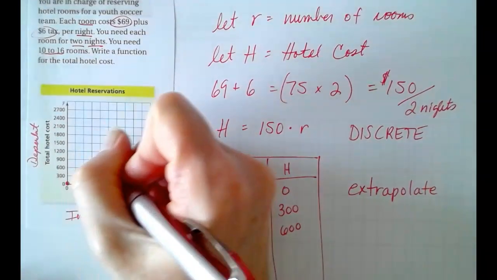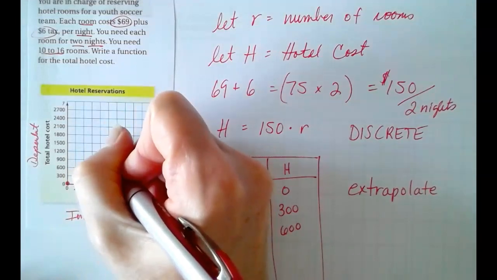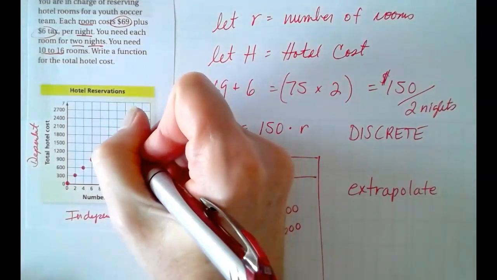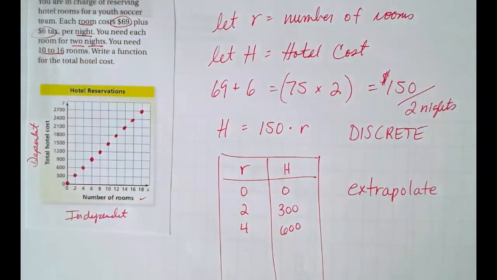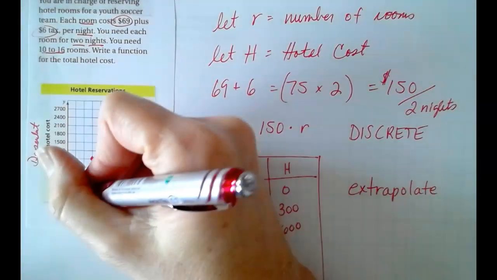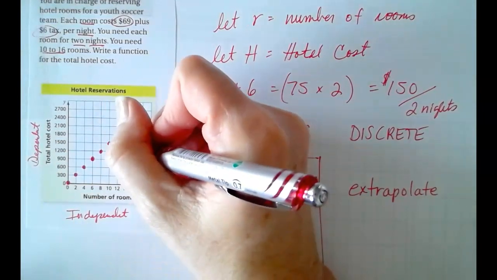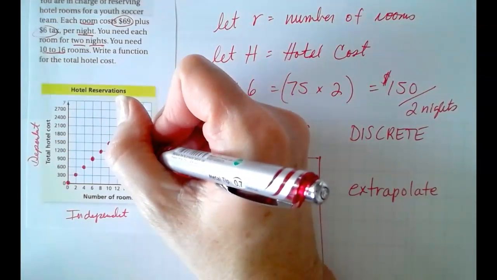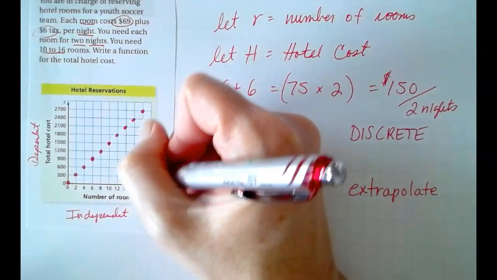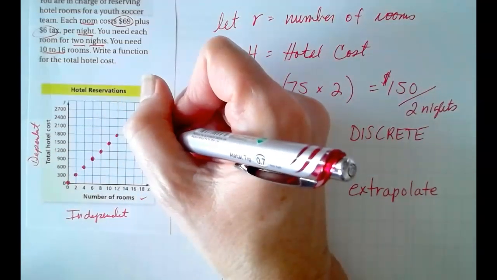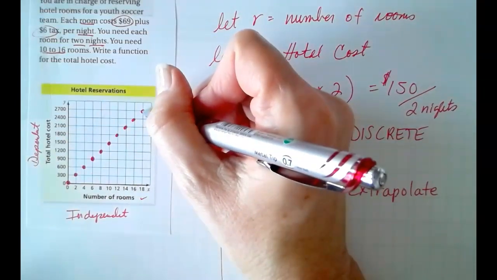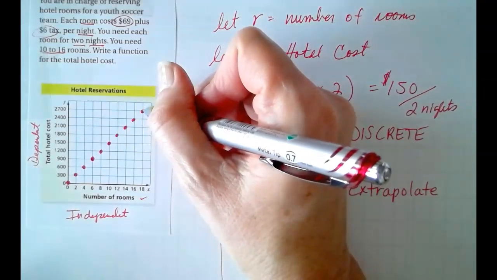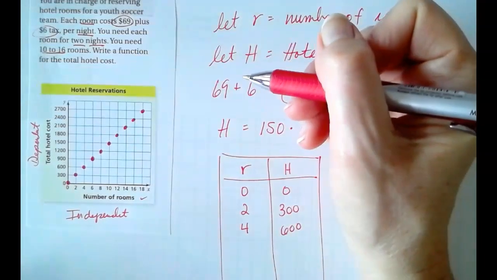So we can just follow that trend on the graph and we can see how much the hotel rooms are going to cost us. If we get 10 rooms, it's going to cost $1,500 for the 2 nights. If we get 12 rooms, it will cost us $2,100 for the 2 nights. If we get 18 rooms, it will cost us $2,700 for the 2 nights.